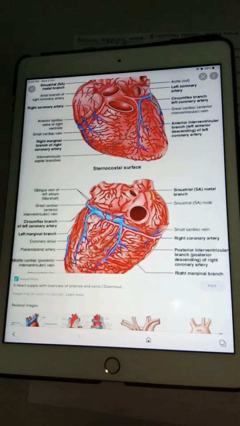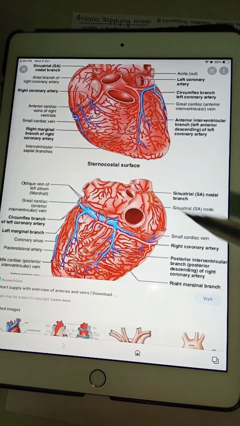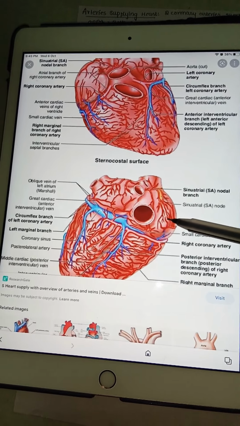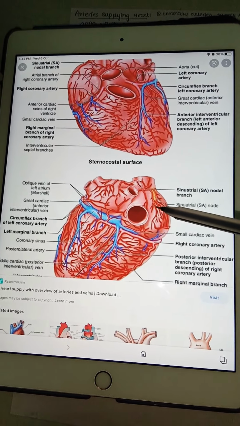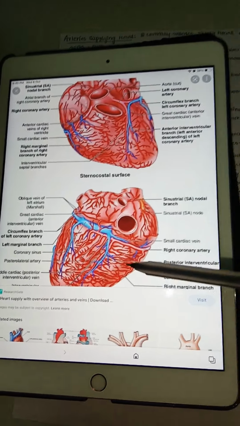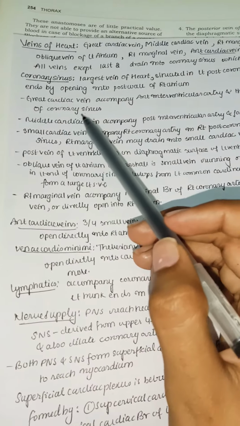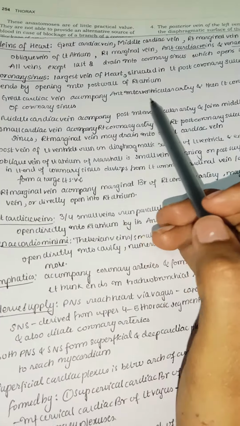So for example, if you see over here, this is the right atrium on the posterior side. So mainly here you will find the coronary sinus. So mainly the great cardiac vein accompanies the anterior interventricular artery and then the left coronary artery, and enters the left end of coronary sinus. So I'll show you. So you can see this is the great cardiac vein. The great cardiac vein mainly accompanies the anterior interventricular artery, because this is the interventricular groove, right? So it accompanies the anterior interventricular artery and then the left coronary artery, and enters the left end of coronary sinus.